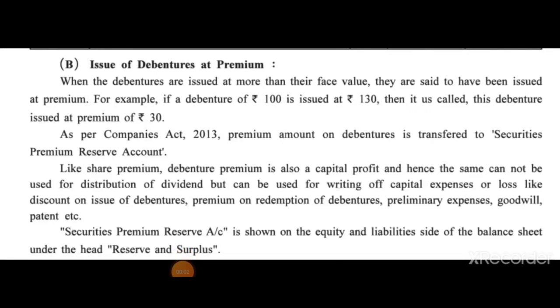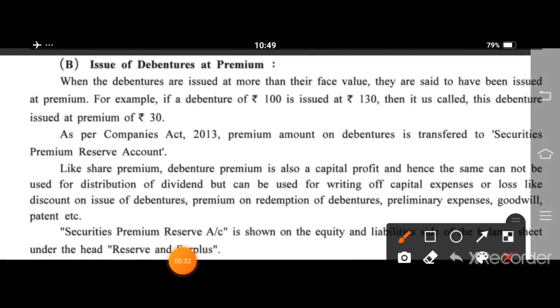Issue of debenture at premium. When the debentures are issued at more than their face value, they are said to have been issued at premium. For example, a debenture of rupees 100 is issued at 130. Then it is called a debenture issued at a premium of rupees 30. As per the Companies Act 2013, premium account on debenture is transferred to securities premium reserve account.